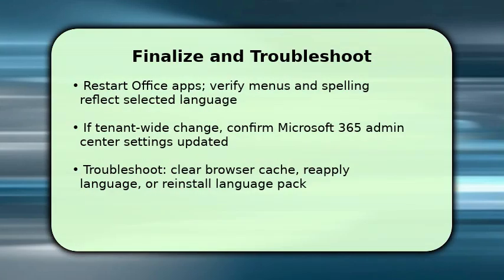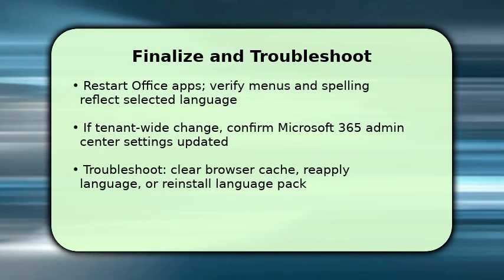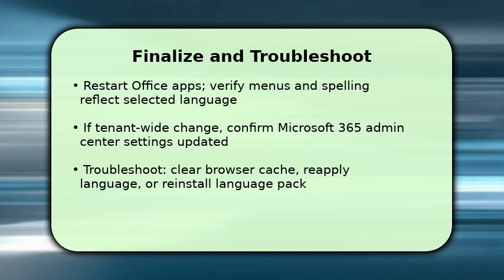To finish, restart your Office apps and sign out, then back in to confirm menus, ribbons, and proofing reflect the chosen language. If you change tenant-level settings, check the Microsoft 365 Admin Center to ensure policies propagated.